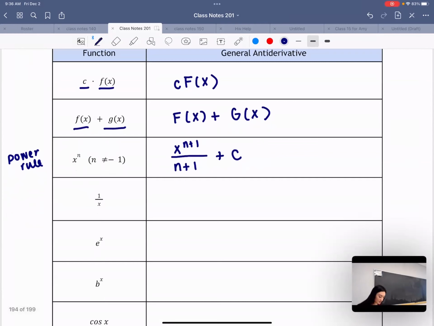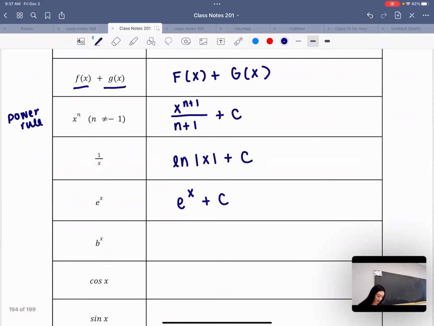Okay. Someone tell me what the antiderivative of 1 over x is. Perfect. ln of the absolute value of x plus c. Okay, we did that in part B of our first example. What do you think the antiderivative of e to the x is going to be? Yes. Perfect. e to the x plus c, right? Remember, the derivative of e to the x is e to the x, so it goes the same way the other way.